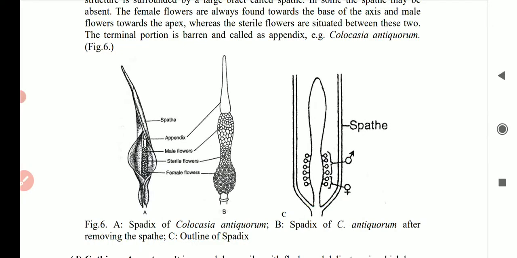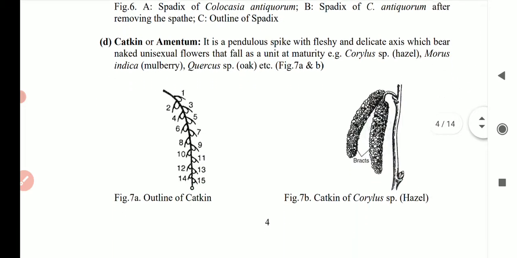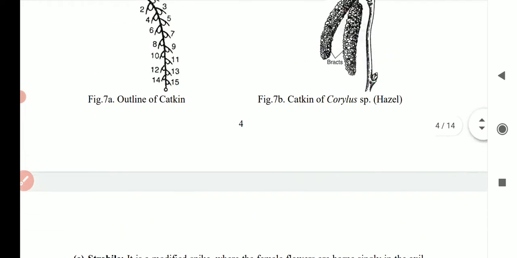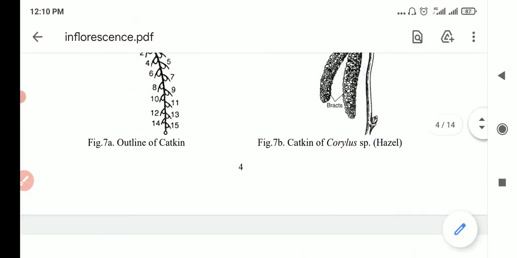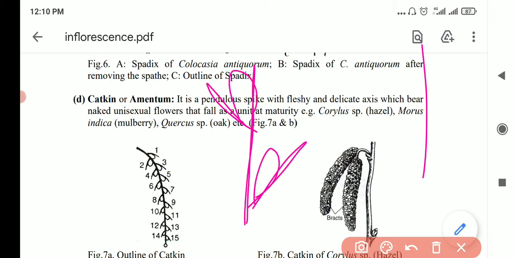Okay. So I think the spadix is clear. So now we look at the catkin, or another name is amentum. It is a pendulous spike. It is just the opposite of the spike. Remember, the spike was like this. This is the flower. This one is opposite. This is the bract. This is the flower. This is the bract. This is the flower. It just hangs opposite.